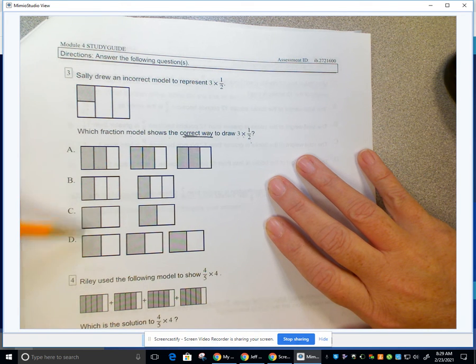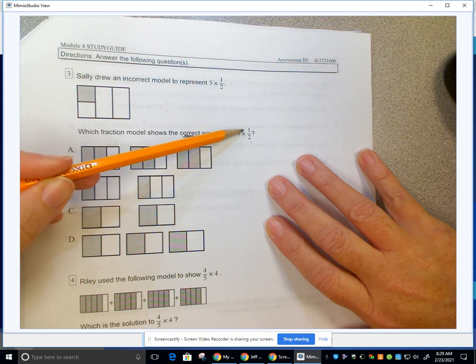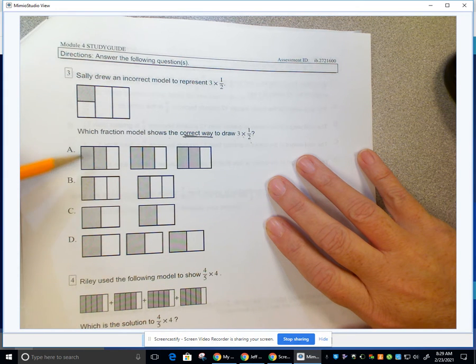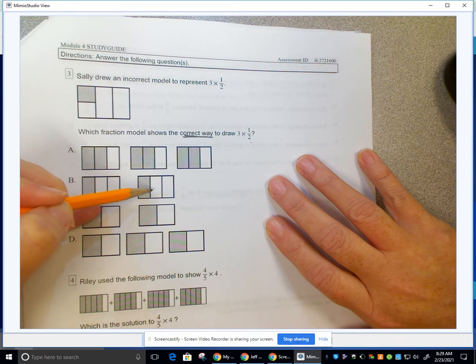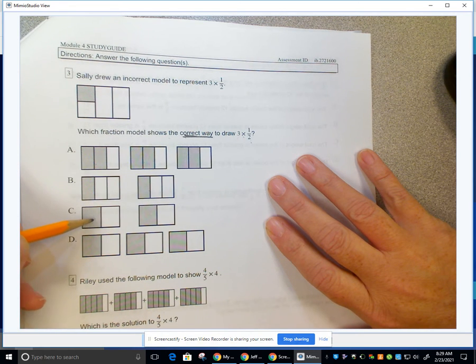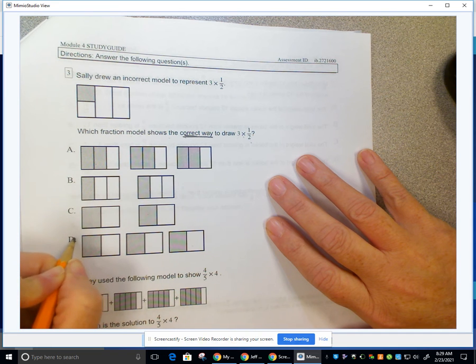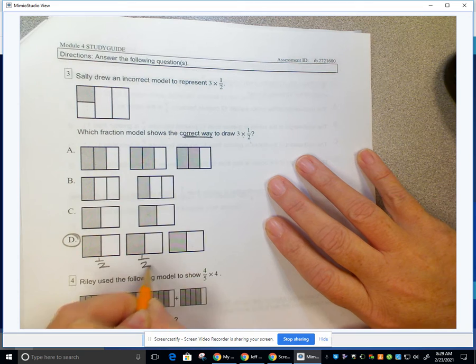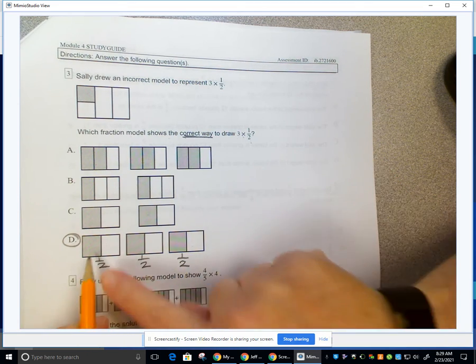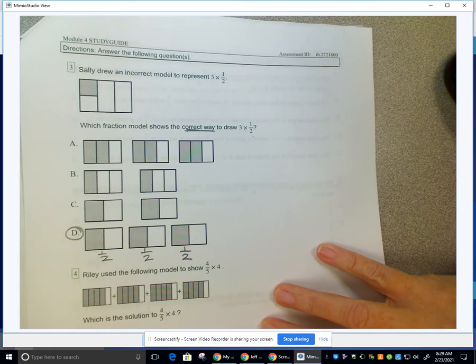Now look at the choices. Which one shows me 1/2 happening 3 times? All right, this is 2/3, 2/3, 2/3. 1/3, 1/3. 1/2, 1/2. 1/2, 1/2, 1/2. So the only answer that it could be is D, because this is 1/2, this is 1/2, and this is 1/2, and it happened 3 times. Okay?